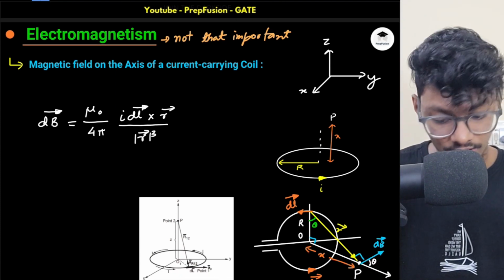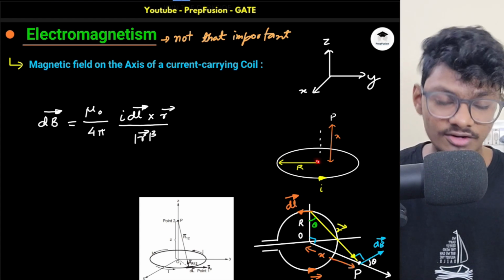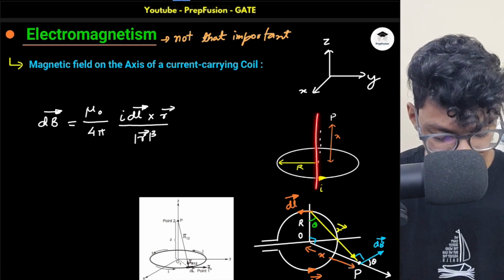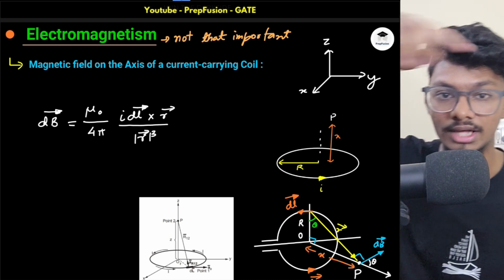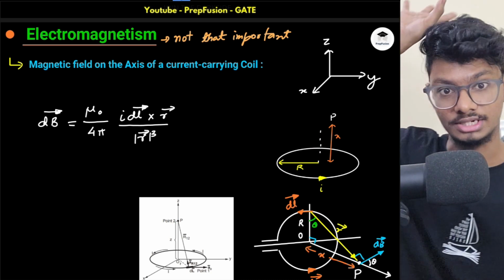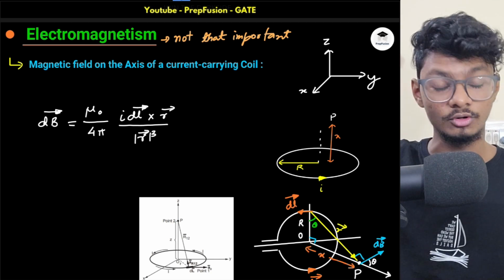So we have found the magnetic field at the center of a loop. But what if the point is lying on the axis? Just see, it is the same case as the electric field on the axis of a ring, for a ring charge. If you remember, electric field, not magnetic field, sorry. Same thing I will do here.